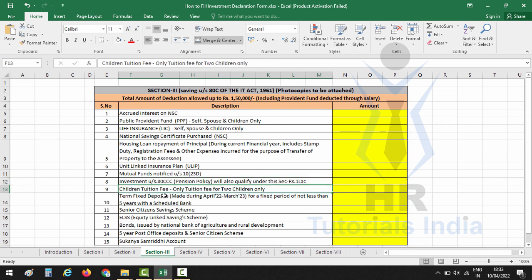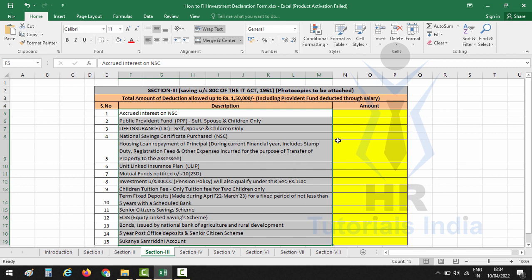1 lakh. Children tuition fee, only tuition fee for 2 children only. Term fixed deposit made during the financial year April 22-23 for a period of not less than 5 years with a scheduled bank. Senior citizen savings scheme, ELSS, equity linked savings scheme, bonds issued by National Bank for Agriculture and Rural Development, 5-year post office deposit and senior citizen scheme, then finally the Sukanya Samriddhi account. So these are the different categories which can be exempted under section 80C.